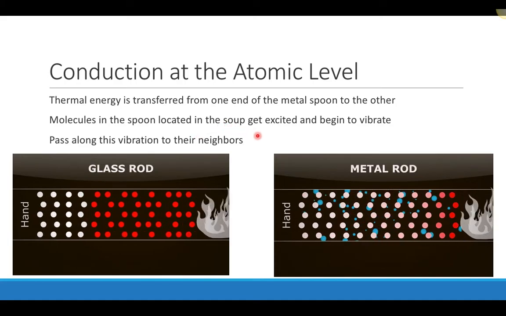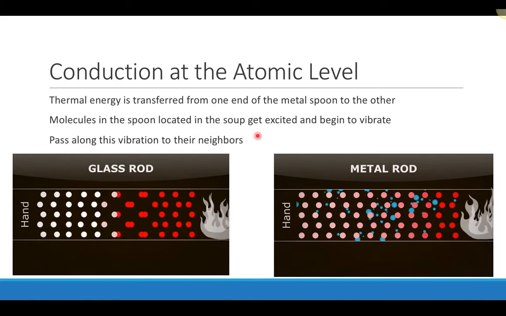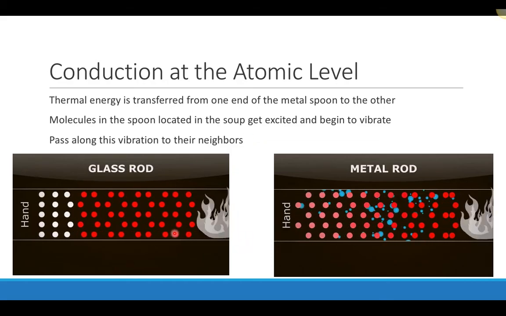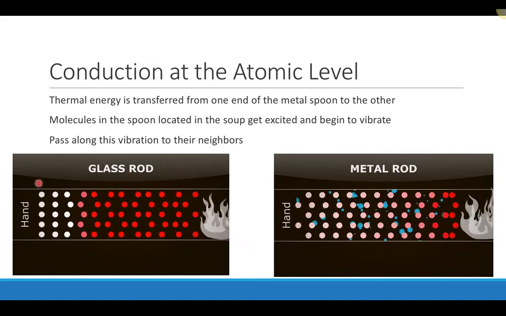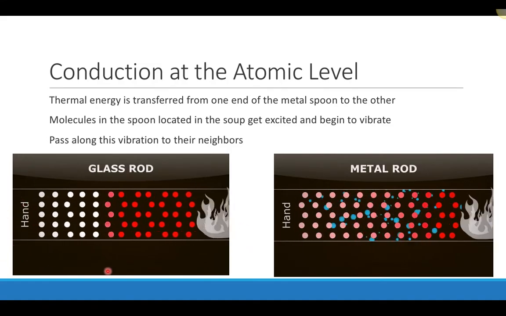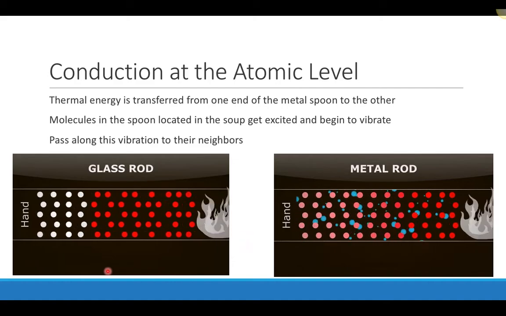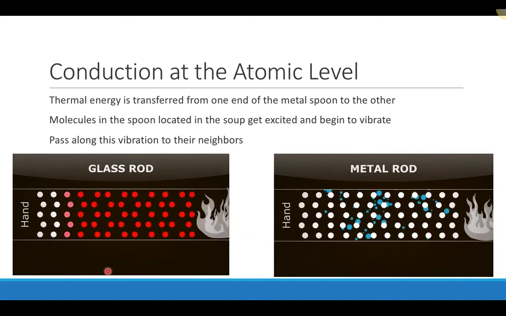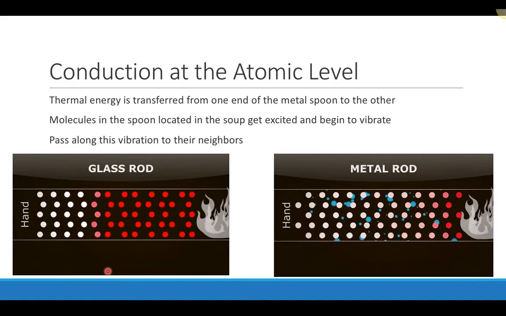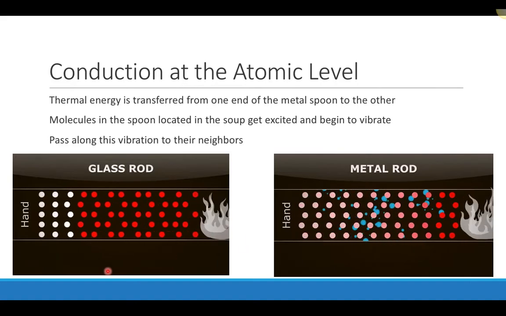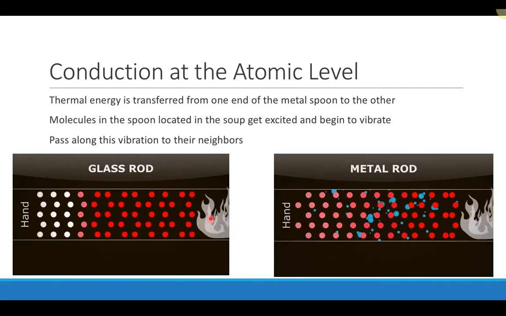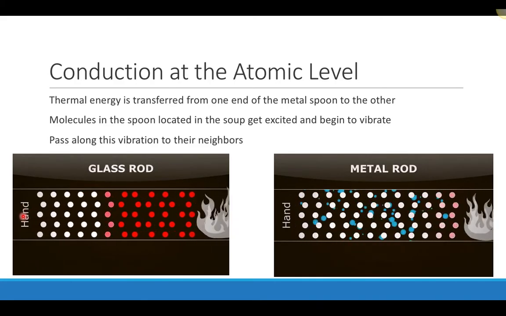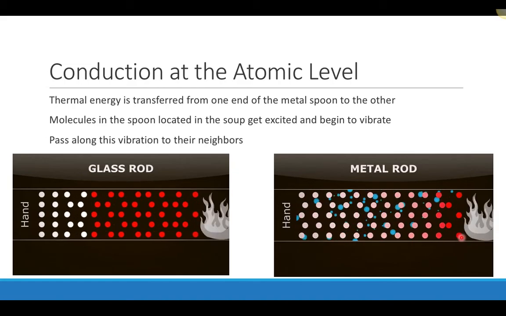So conduction is actually occurring at the atomic level. If you look at this picture, we have a fire right here, and we have the hand over here. This is the same example that we just talked about with the wooden spoon versus the metal spoon, except in this case it's a glass rod and a metal rod. One end of the rod is placed in the fire, and the hand is holding the other end. The same thing with the metal over here.